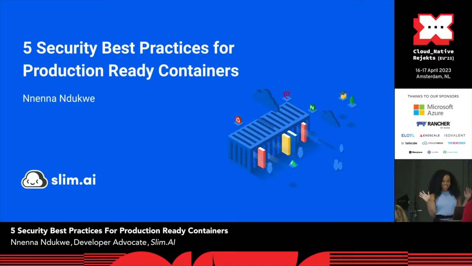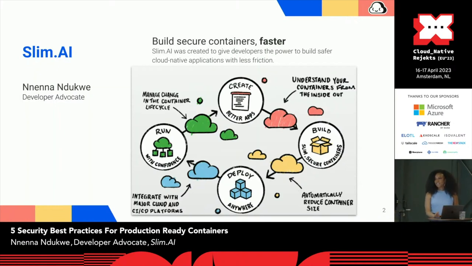Thank you. Hello, everyone. I am Nnenna Ndukwe, and I am a developer advocate at Slim.AI. So today I'll be sharing five practical examples of how you can get your containers more secure to be ready for production. So I'll briefly introduce Slim.AI, and then I'll tell you a little bit about myself. Slim.AI was created to give developers the power to build safer, cloud-native applications with less friction, and complementary to our open source project known as Slim Toolkit, we have the Slim Developer Platform, and that allows developers to optimize their containers and get them more secure and ready for production. By increasing the efficiency of your DevOps workflow and decreasing the attack surface, the whole point of Slim.AI is to ensure that you're only shipping what you need to production.